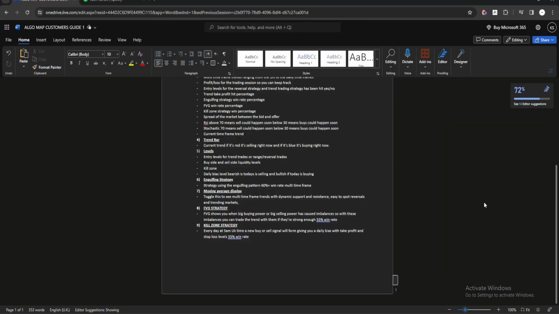Okay then, so number 9 is the kill zone strategy. The kill zone strategy forms every day at 5 AM UK time. It basically gives you a buy or sell signal depending on the parameters, and it will just give you a daily bias. So once you load up the chart, you'll see a sell signal at 5 AM UK time. You'll think it could be a sell today. There is a 55% chance of it. So we could basically say price is most probably going to sell. It might not, but it could, and that is edge. So let me show you on the chart.